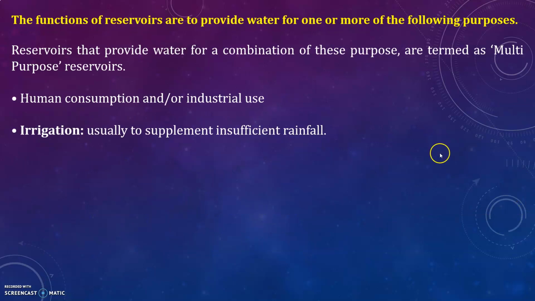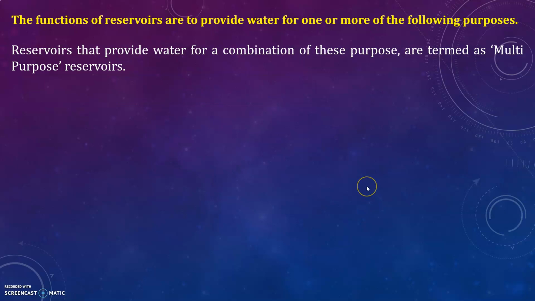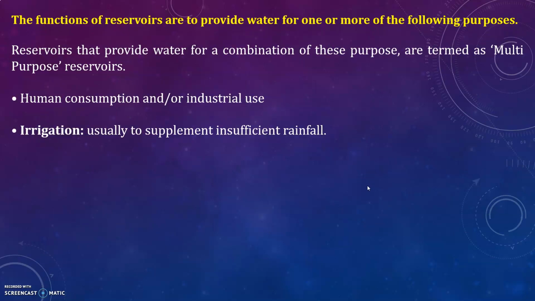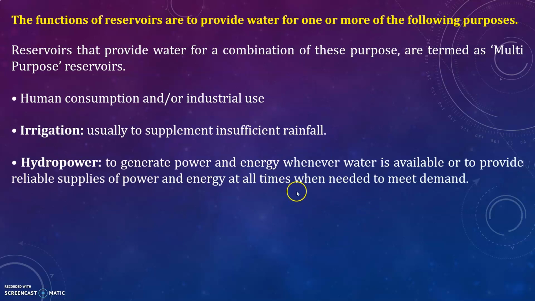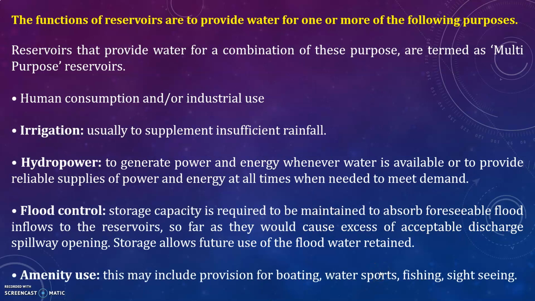Some functions of reservoirs in detail. The first one is human consumption and or industrial use. Then irrigation, usually to supplement insufficient rainfall. Then hydropower, to generate power and energy whenever water is available or to provide reliable supplies of power and energy at all times when needed to meet demand. Then flood control: storage capacity is required to be maintained to absorb foreseeable flood inflows to the reservoirs so far as they would cause excess of acceptable discharge through the spillway opening. Storage allows future use of the flood water retained. Then amenity use. This may include provision for boating, water sports, fishing, sightseeing, etc.